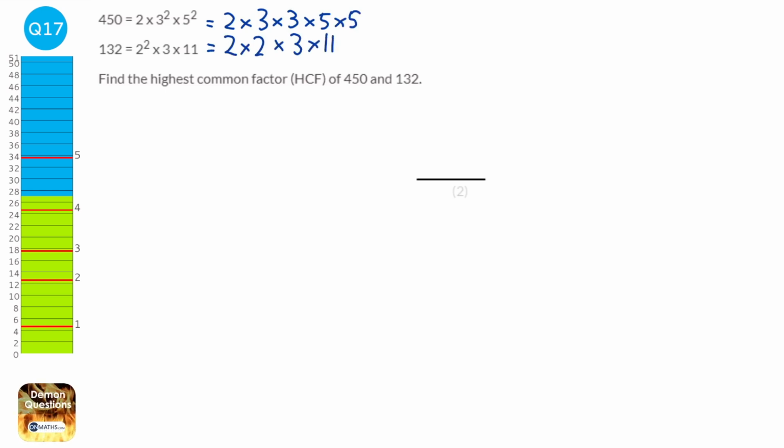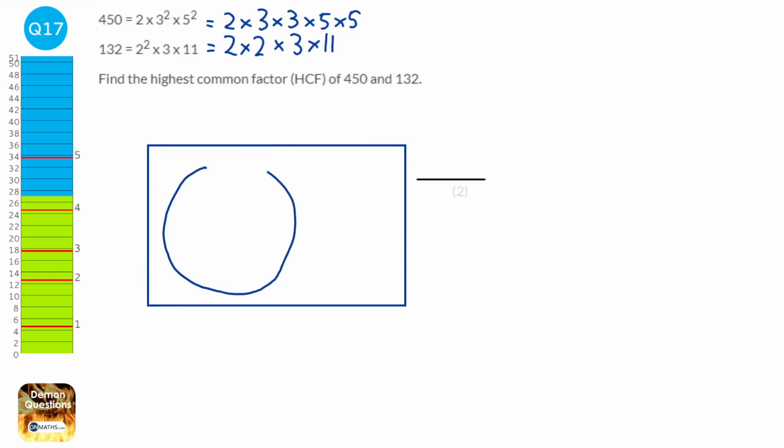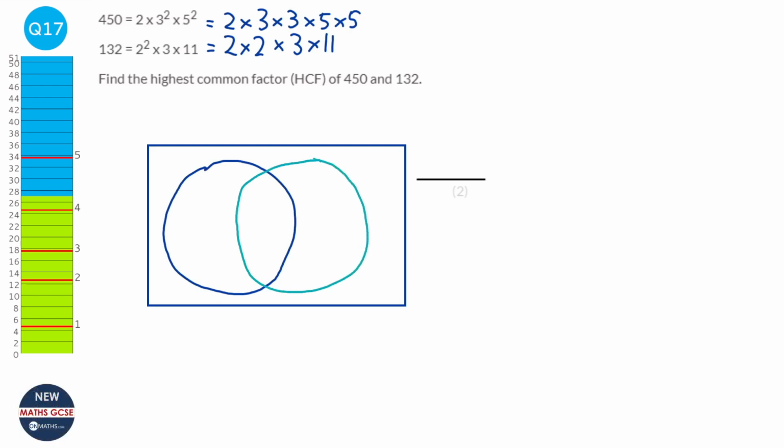And so I'm just removing the squares. And we're going to draw ourselves a Venn diagram. So let's just do a rectangle at the outside. I'm going to try and do some nice circles here. Try my best anyway. Okay, so on the left hand side we have the 450, on the right hand side we have the 132.